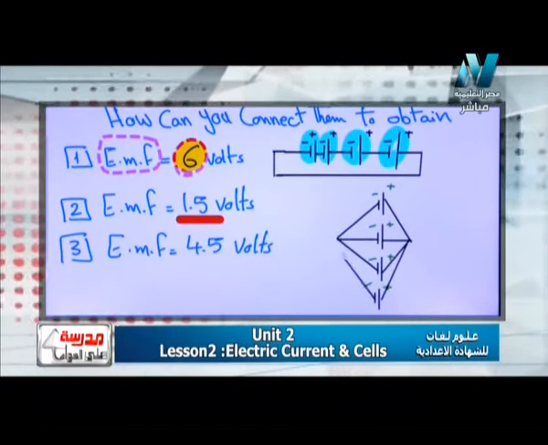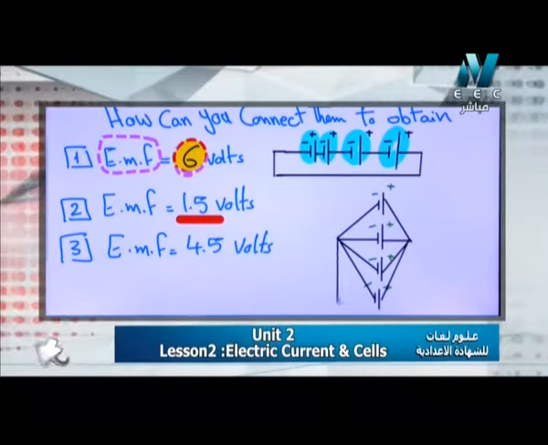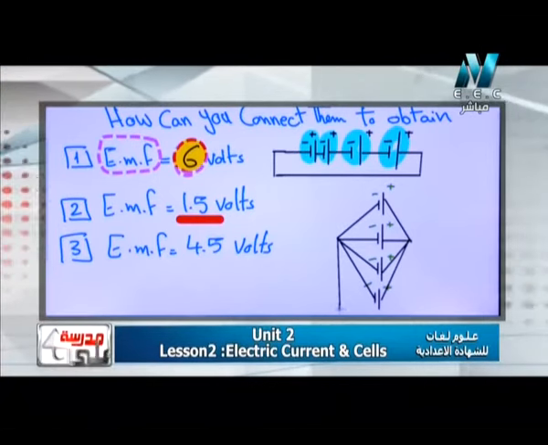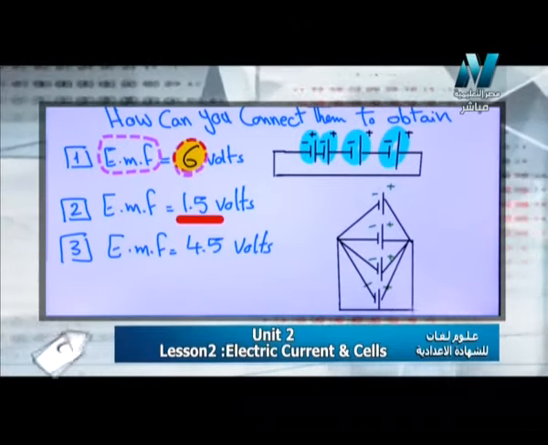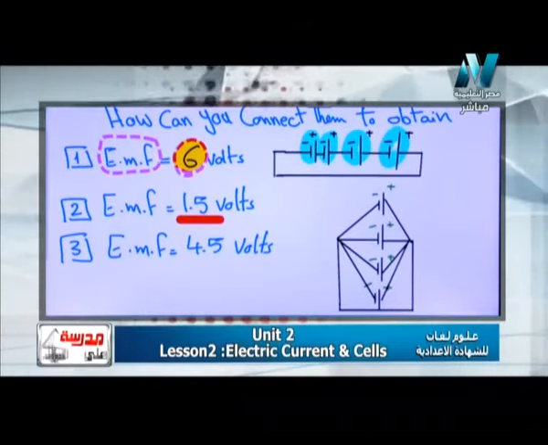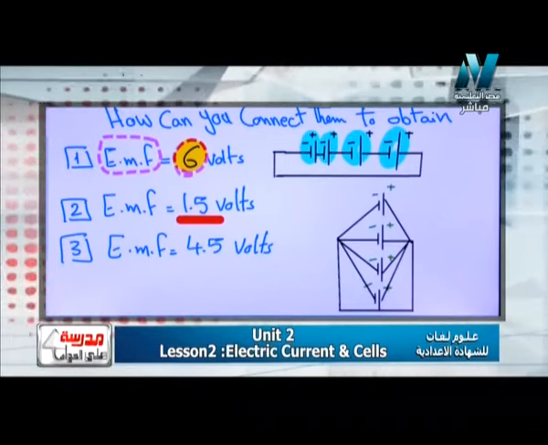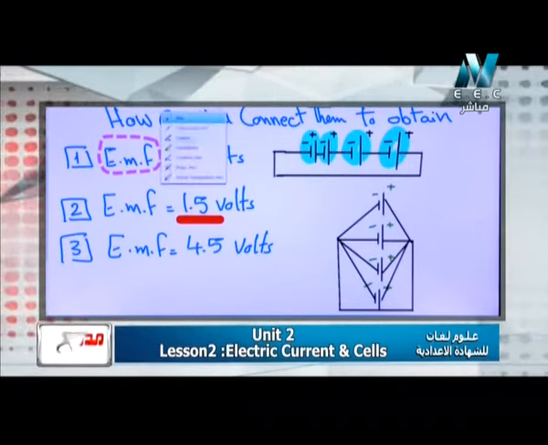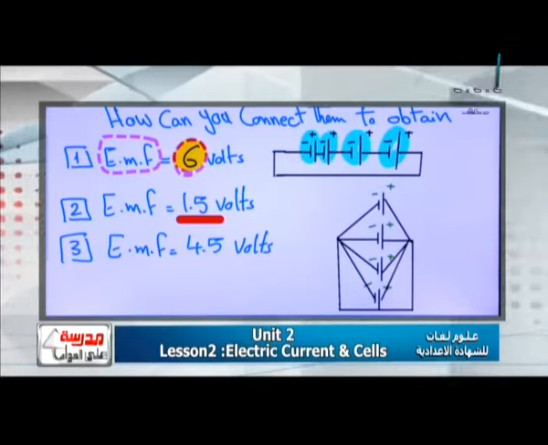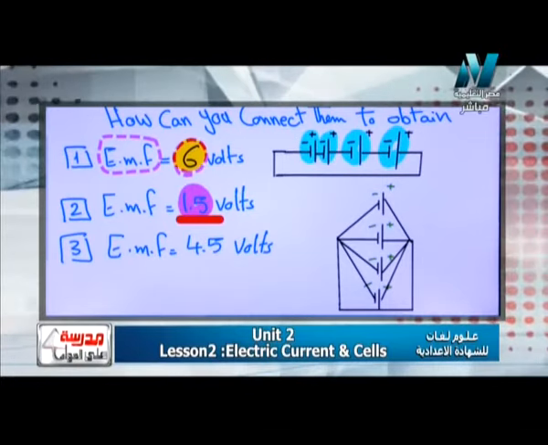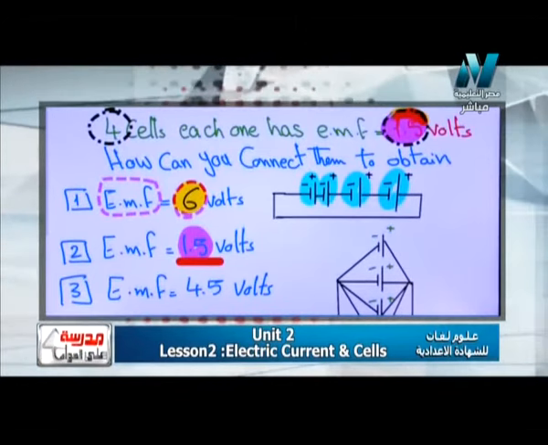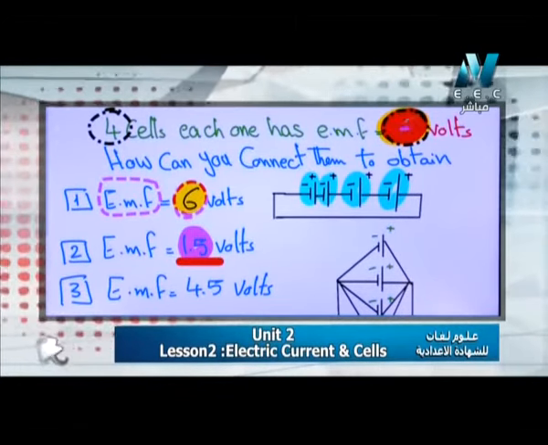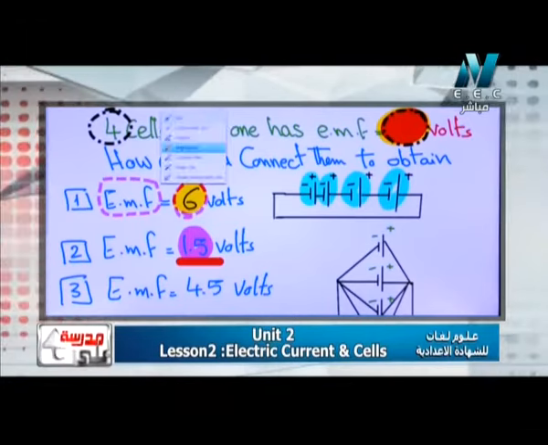So we have here what? We have parallel connection in this case to obtain minimum electromotive force. To obtain what? Yes, minimum electromotive force. So we have 1.5 volt, and in this case electromotive force equal E1, and E1 equal how many? 1.5 volts.